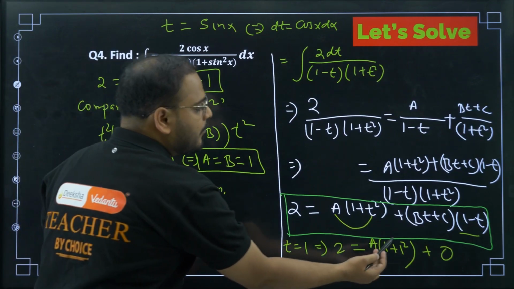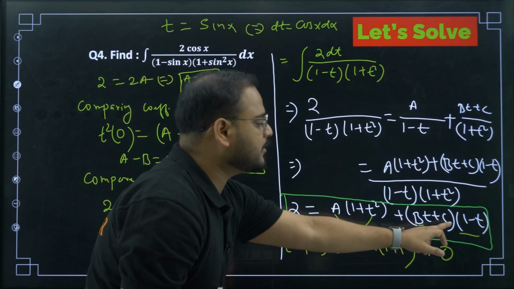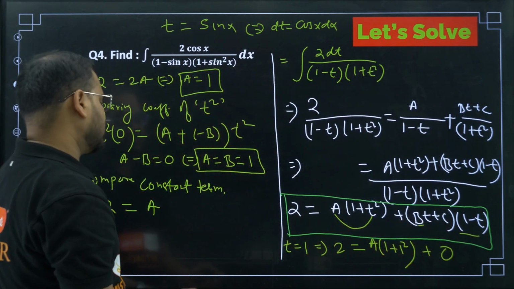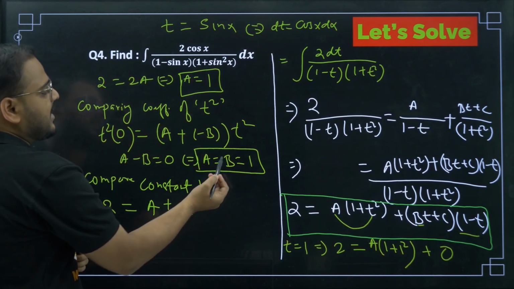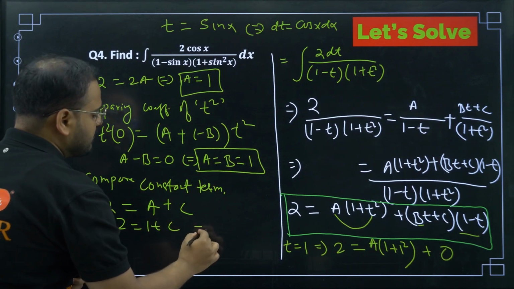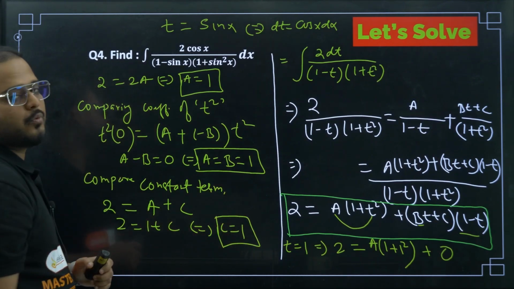What about over here? bt multiplied with anything will have a variable t in it. If you multiply bt with 1 or minus t, it will have a variable t in it. If you multiply c with 1, what are you going to get? Simply plus c. So my constant terms are a plus c and 2. What is the a value? 1. So I write 2 equals 1 plus c. What is my c value? Also 1. So a and b and c are all equal to 1.